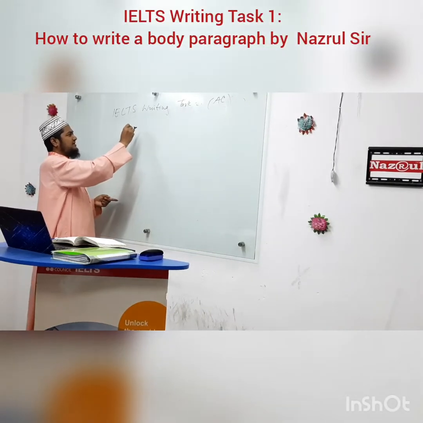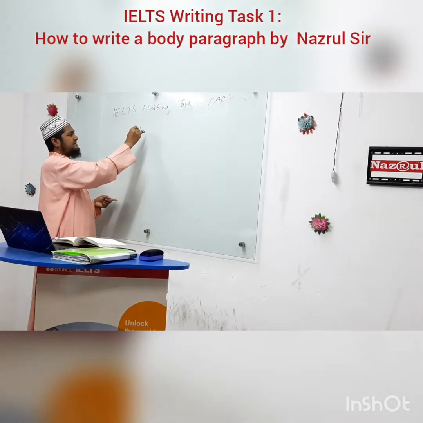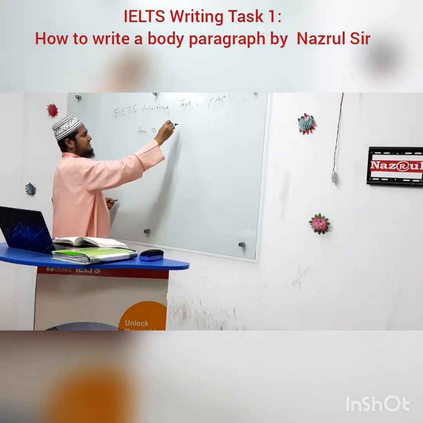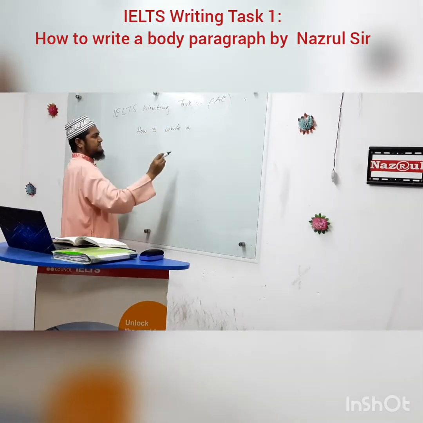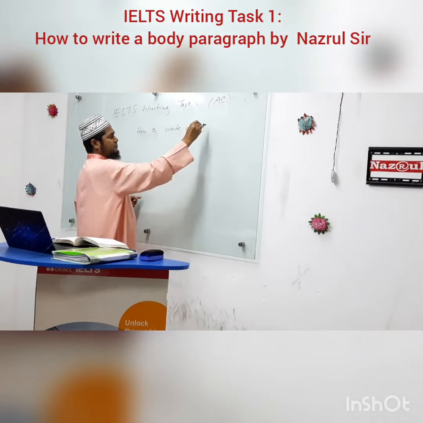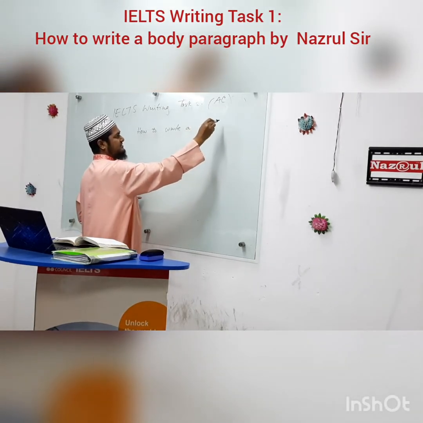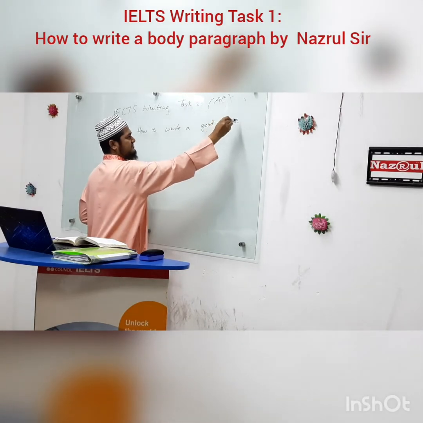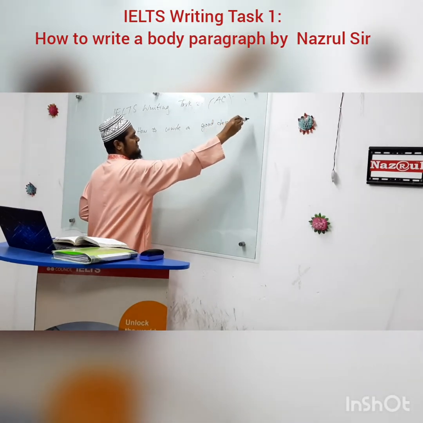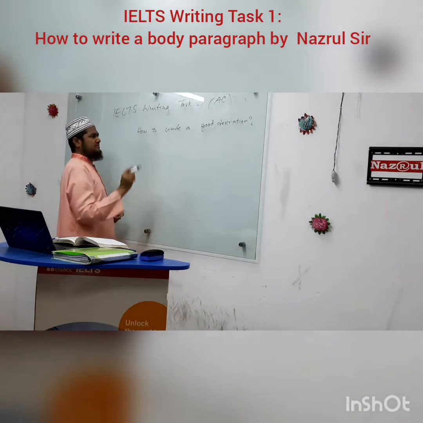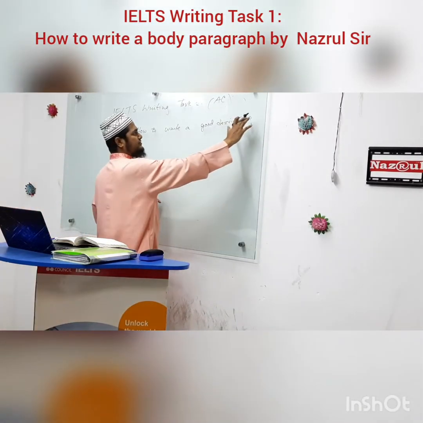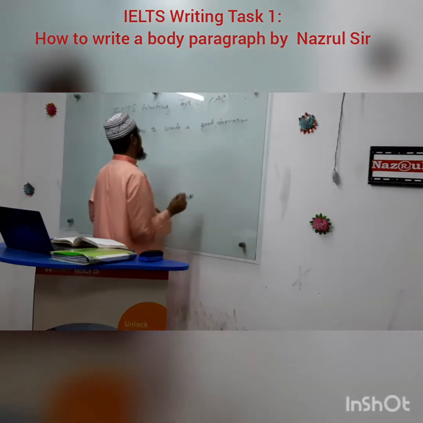Rules first. How to write a good description. How to write a good description. Right? We are going to learn how to write a good description.